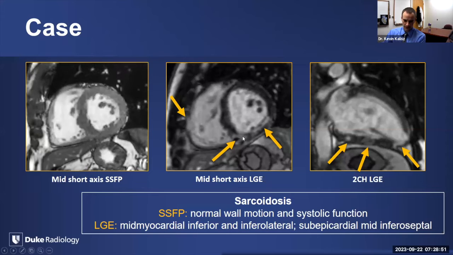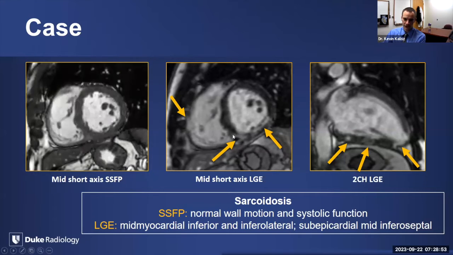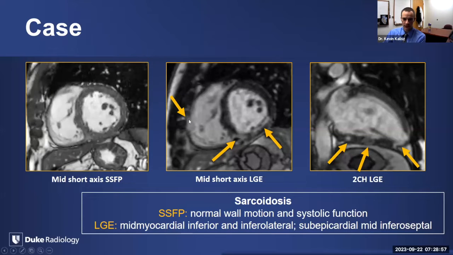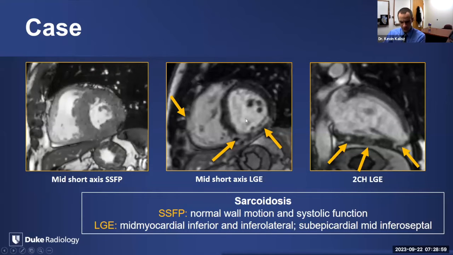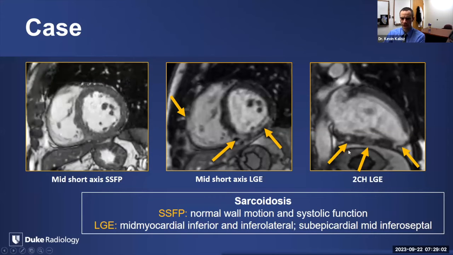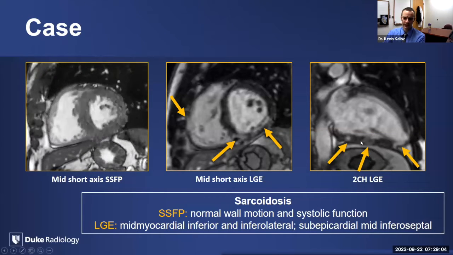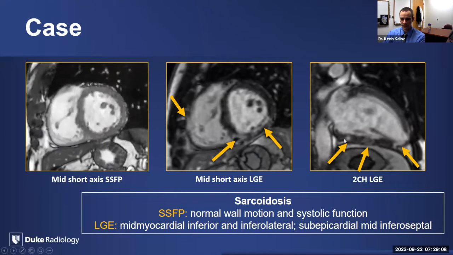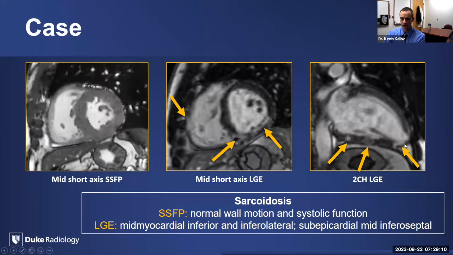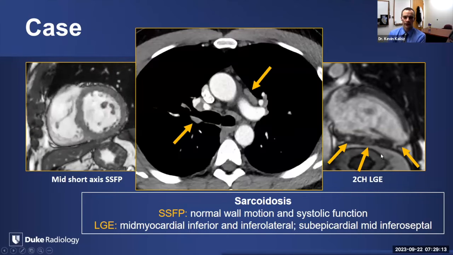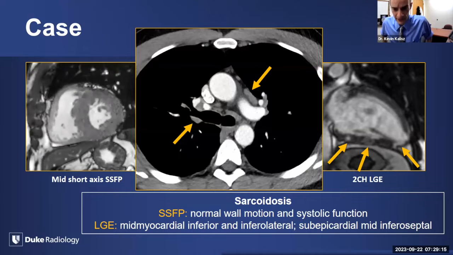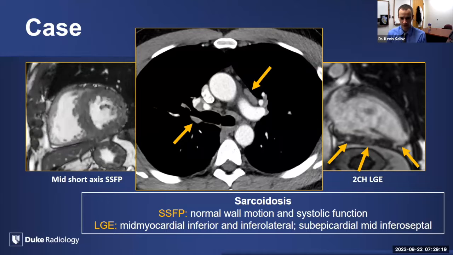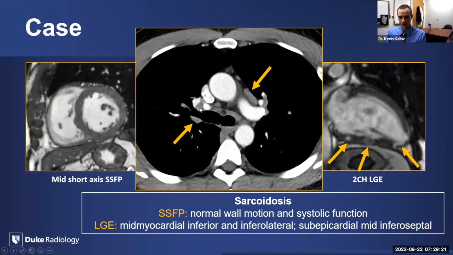We see a similar finding here at the RV insertion at the infralateral segment. We also see a little bit of RV involvement here, at the RV free wall. So certainly a non-ischemic but multifocal distribution. Two-chamber LGE, just showing it in a different light, highlighting the inferior involvement here. We see a dotted mid-myocardial involvement here, here, and then here even towards the apex. And then this patient had a chest CT, not showing the lung involvement, but certainly showing the mediastinal and nodal involvement, lower mediastinal hilar adenopathy.